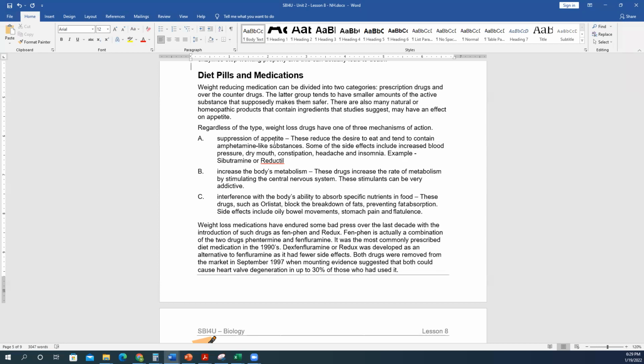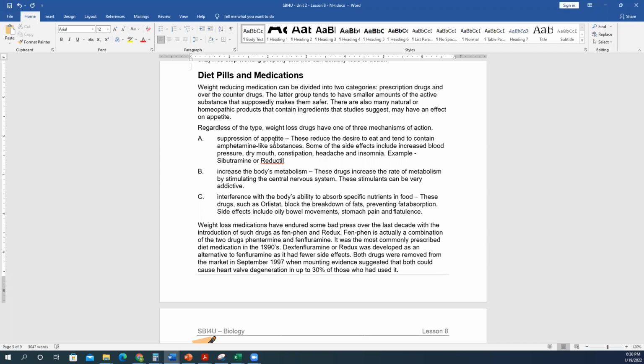Okay, let's talk about diet pills and diet medications. There are weight-reducing medications, and these are typically divided into two main categories: prescription drugs, or the ones that you can get over the counter. Those over-the-counter drugs tend to have smaller amounts of the active substance, which supposedly makes them safer and able to be offered over the counter. But there are also many natural or homeopathic products that contain key ingredients that studies suggest may have an effect on appetite.